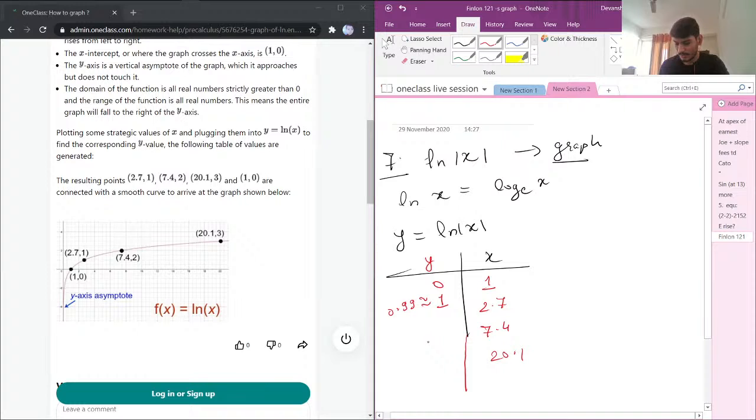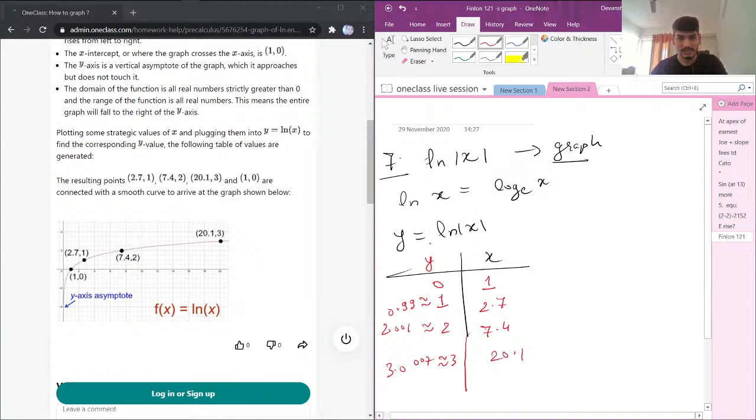Then log natural of 7.4 is 2.001. Can write this as 2. Then ln of 20.1 is 3.0007, write it as 3. So how did we choose 2.7, 7.4, 20.1?